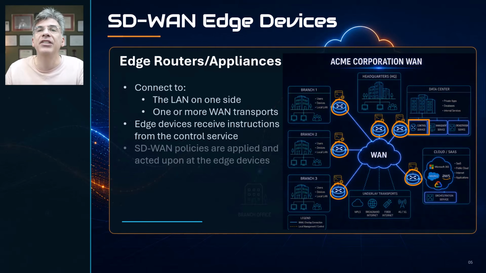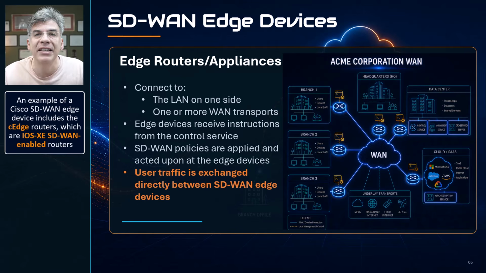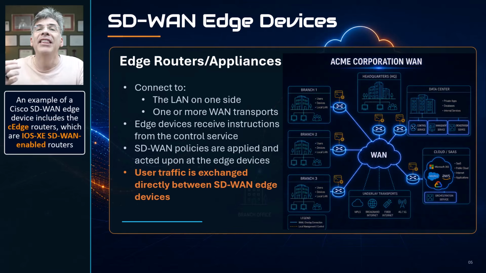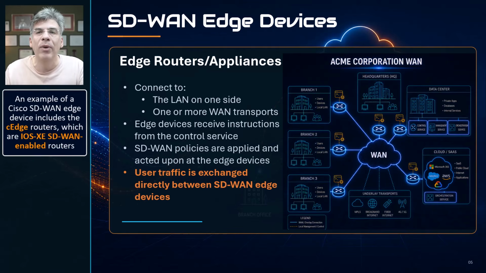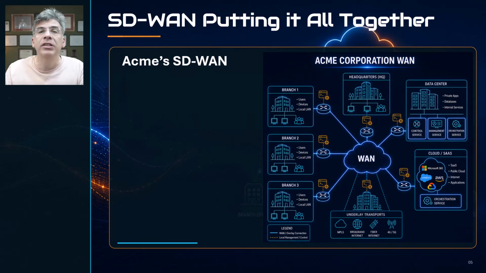These edge devices are where the SD-WAN policies are actually applied to user traffic, and the user traffic is exchanged between these edge devices in accordance with those policies. In SD-WAN, examples of edge devices include the C-Edge routers, which are essentially Cisco IOS XE routers that are operating as SD-WAN edge devices. Now let's put this all together in our Acme Corporation example.